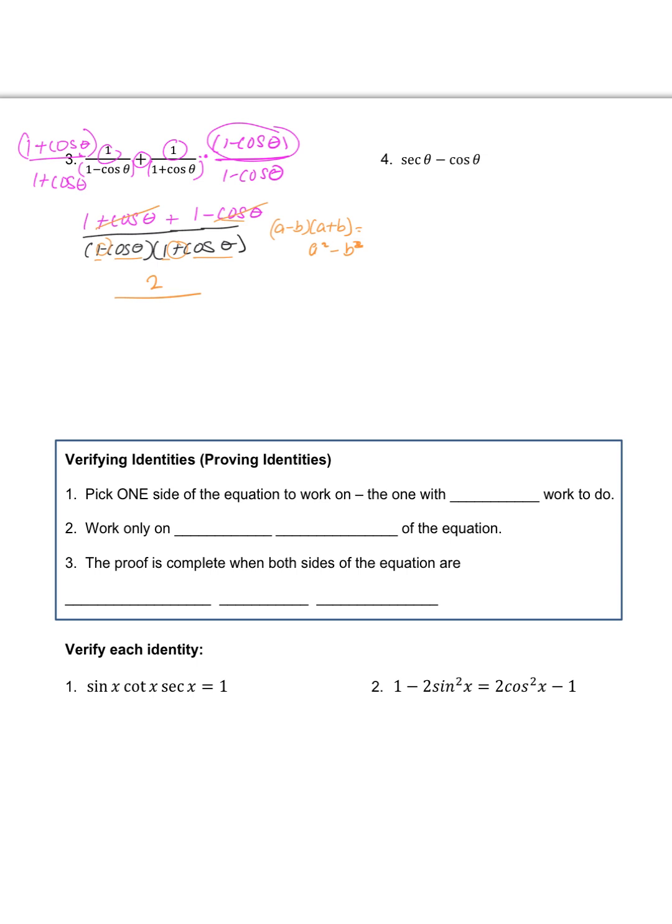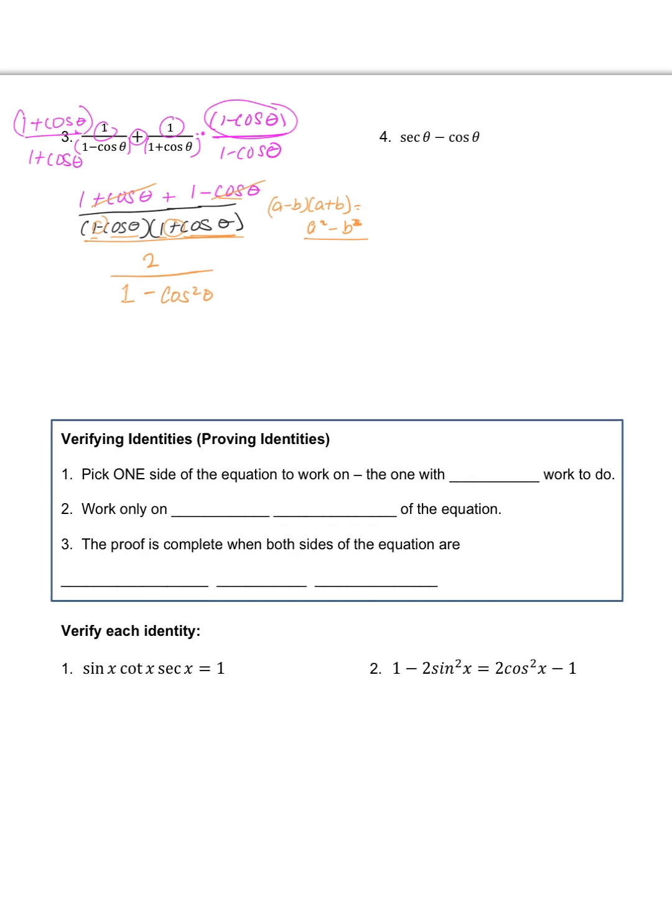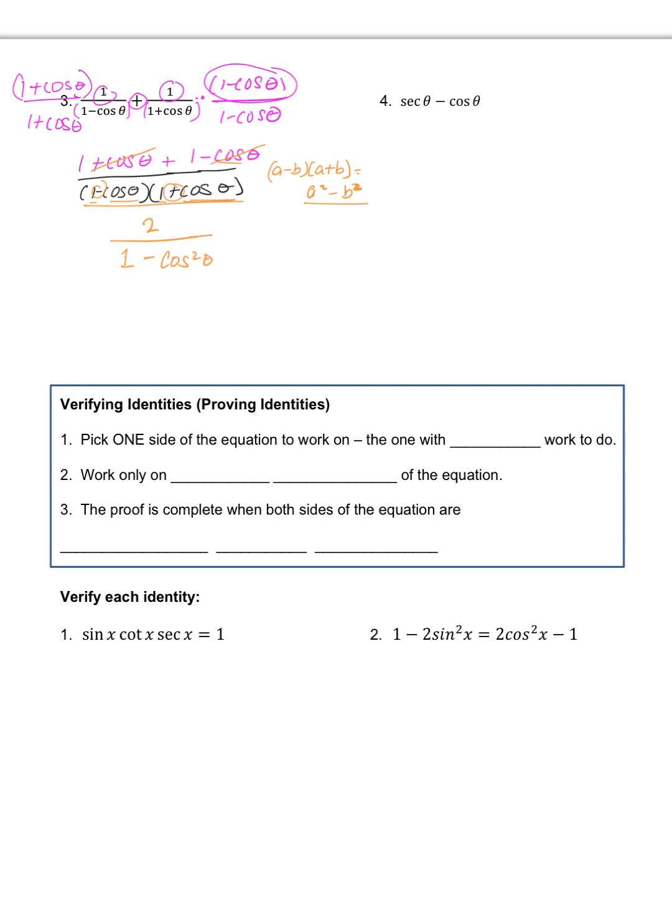So if I look at this, my 1 is a, so 1 squared is 1. Minus, and then b squared, which is the cosine theta, so b squared is cosine squared theta. Now I see an identity because I have that 1 with that cosine squared, so I'm going to change this to sine squared theta. So then I'm going to have 2 over sine squared theta.